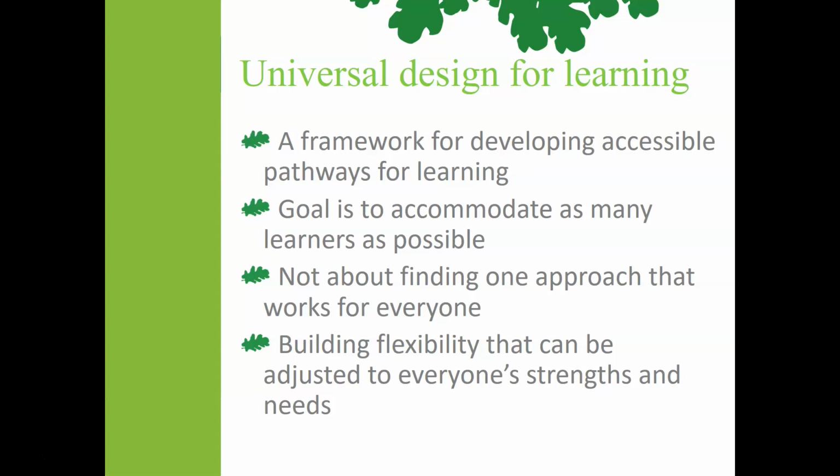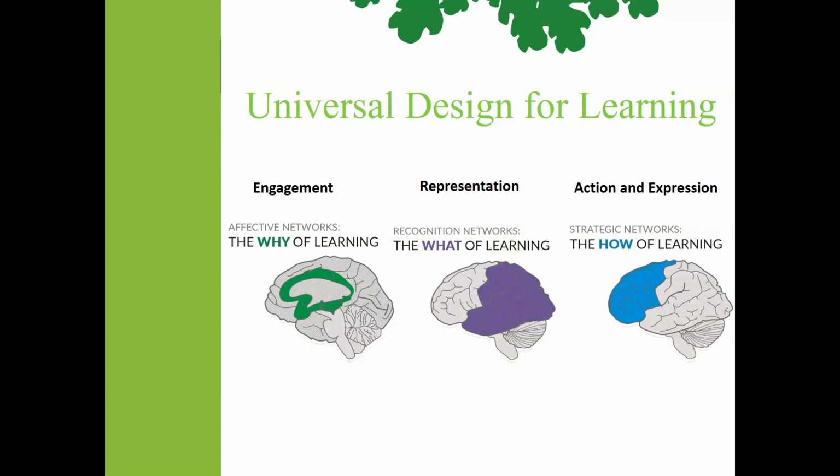So like I said, it's about providing lots of different methods of learning. It essentially allows for everyone to be able to gain from your presentation instead of just one type of learner. And so we have 3 different domains for Universal Design for Learning. So we have engagement, representation, and action and expression. I'll go over those briefly.